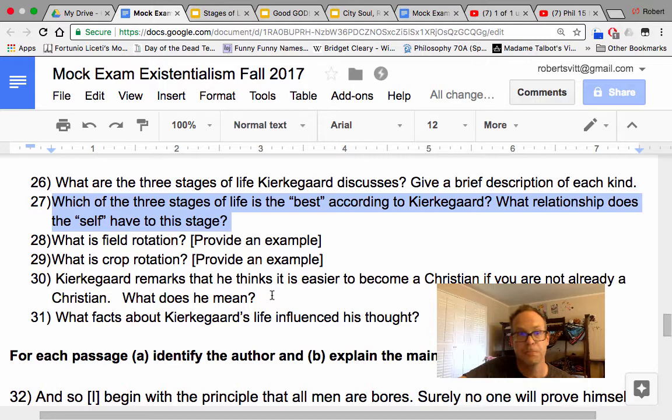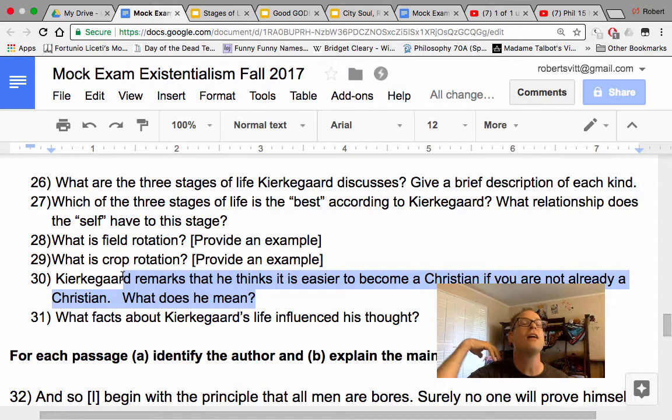Number 30, Kierkegaard remarks that he thinks it's easier to become a Christian if you're not already a Christian. What does he mean? This is a tough one. In order to answer this question, you have to understand that Kierkegaard was not fond of the Christianity he encountered on a day-to-day basis in Copenhagen. He felt that people who were Christians had sort of lucked into it, and it wasn't enough for him to be born a Christian, right? That wouldn't ensure a good life or a meaningful life or an authentic one. Instead, you had to really understand the nature of salvation, right? As one of fear and trembling before God. You had to stand in front of God very humbly.